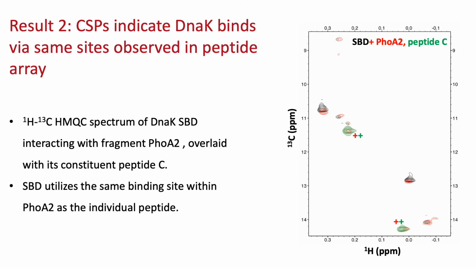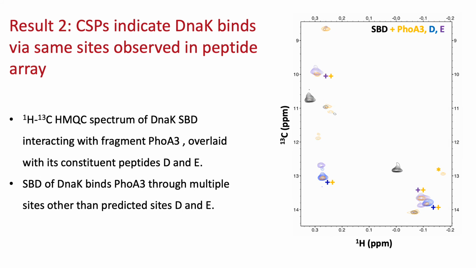This is a spectra of the empty SBD overlaid with SBD in complex with phoA2 and SBD in complex with peptide C. The red peaks indicate that SBD can be found both in the empty state because it overlays with the black peaks, and when it's in complex with a fragment, it binds using the same site as is presented on the individual peptides, and that can be seen because the red peaks overlap with the green peaks representing SBD in complex with peptide C.